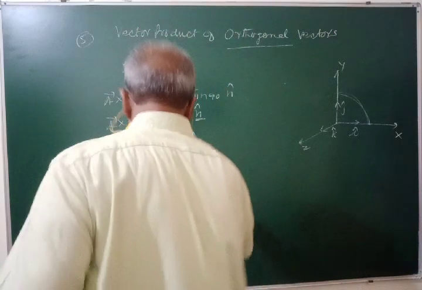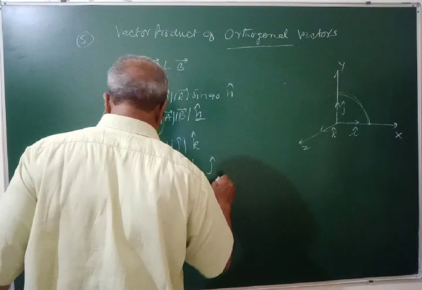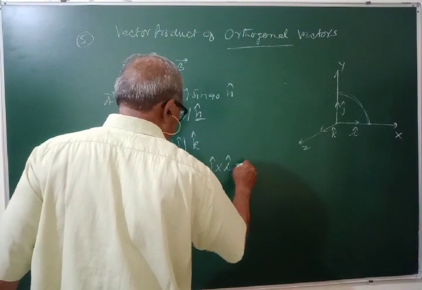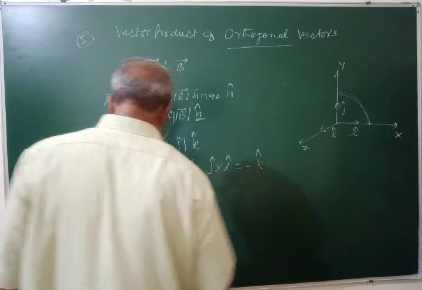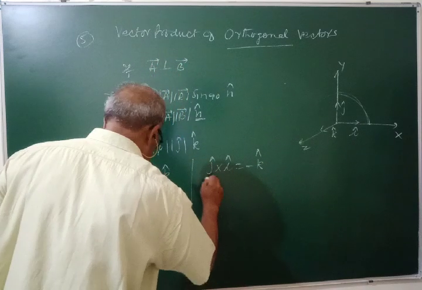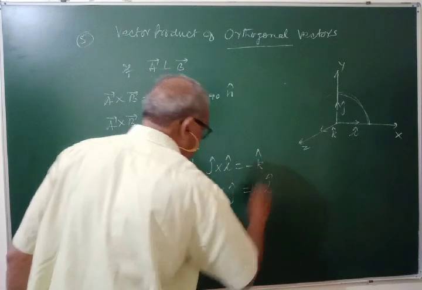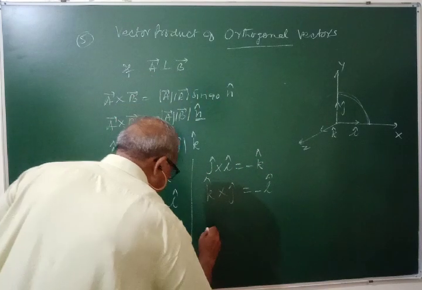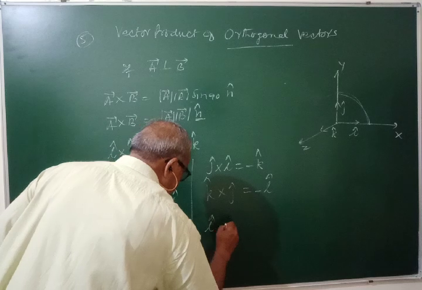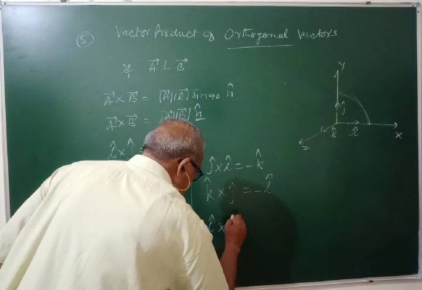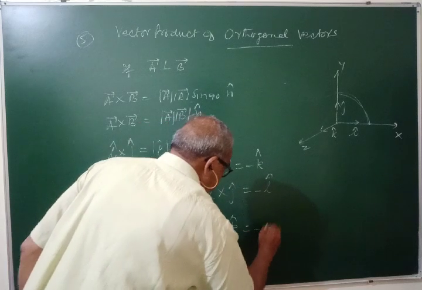Now if you write j cross i, it will be minus k cap, and similarly k cross j is equal to minus i cap, and i cross k is equal to minus j.